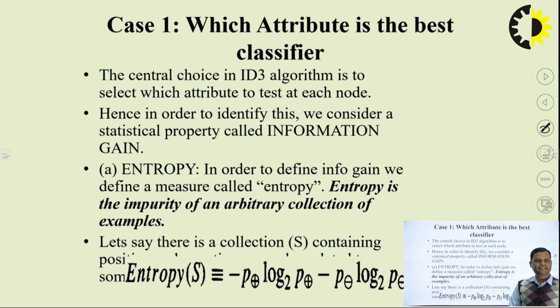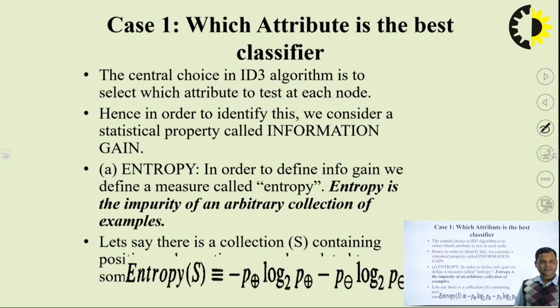So let's say there is a collection S containing impurity. That can be measured as the entropy of S, which is equal to minus p positive log base 2 of p positive, minus p negative log base 2 of p negative. So this is the formula for considering positive and negative values.